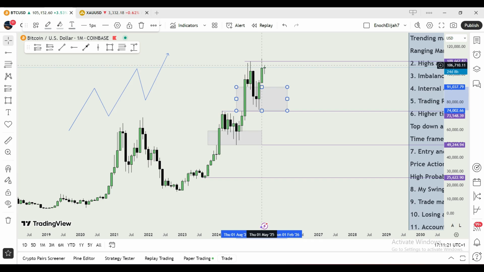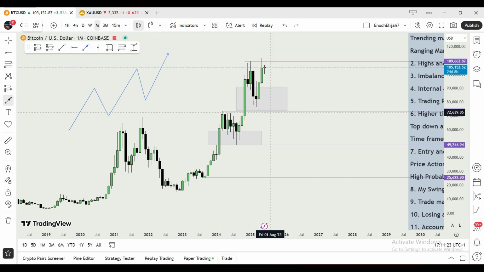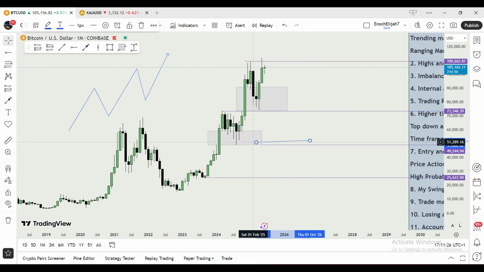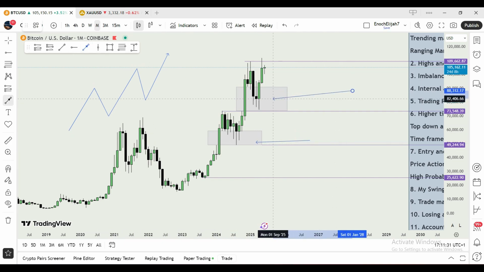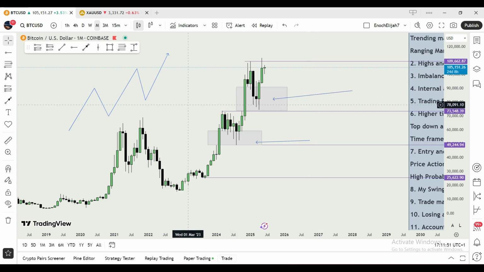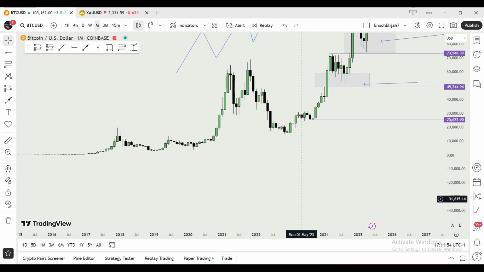Do you see now? So imbalance is internal. All imbalance are internal. They are always within a range. So price always tends to trace back to that internal level, which are the imbalance, and then expand higher to create a new high. Is that clear? Let me show an example again.